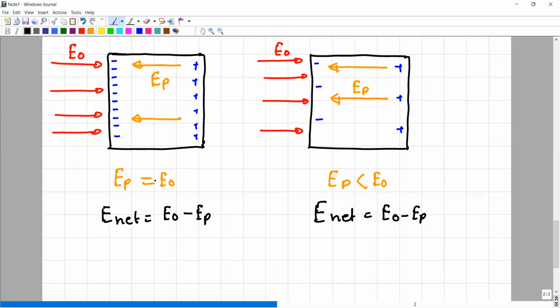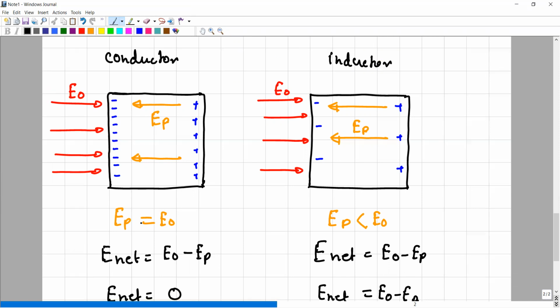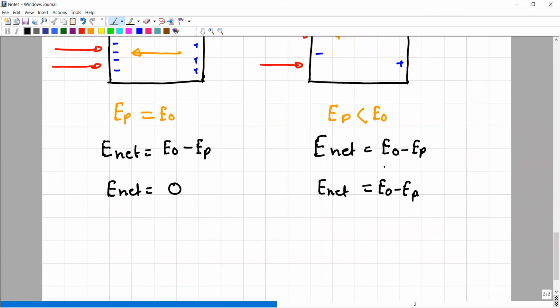Now, because E naught is almost equal to EP, that is why the net electric field in the case of conductor becomes 0. And the net electric field in the case of insulator is not 0. It is actually E naught minus EP only. So very well we can see that in the case of a conductor, the net electric field inside is equal to 0, and that you already know from Gauss's theorem also. But the net electric field inside the insulator is not 0, and it is E naught minus EP.